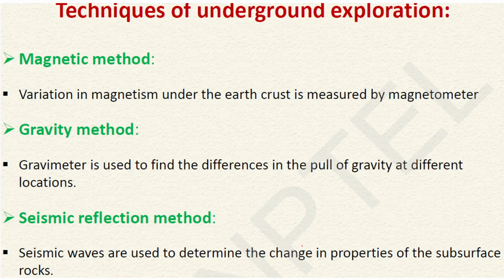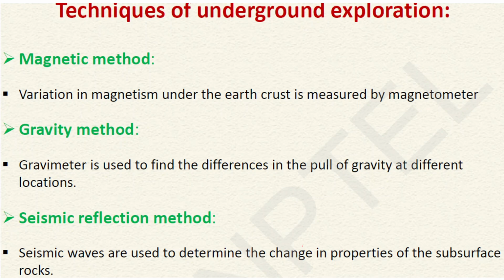Then the second method is the gravity method. Basically, it is similar to the magnetic method. Here, the difference of gravitational pull at different locations is taken into account. Using a gravimeter, we measure the pull of gravity at different locations on Earth's surface, and by analyzing this data, we can also determine whether crude oil is present at a definite location or not.